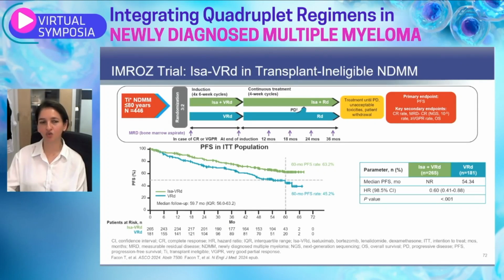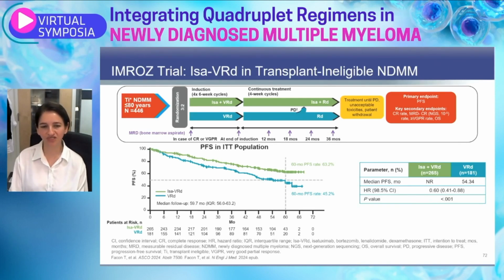This then leads us to what was presented at both ASCO and EHA as a late-breaking abstract. This is the IMROS trial, and what we are now using even in the older non-transplant eligible patients is 4 drugs, and this was the IMROS trial using isatuximab on the backbone of VRD. So Isa-VRD was used. There was an induction phase wherein 4 6-week cycles were used. This was followed by Isa-RD continuous, so continuous up until progression.